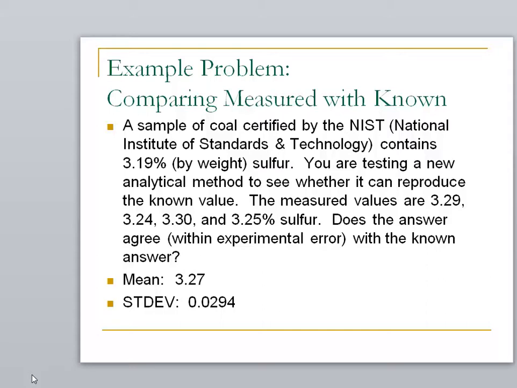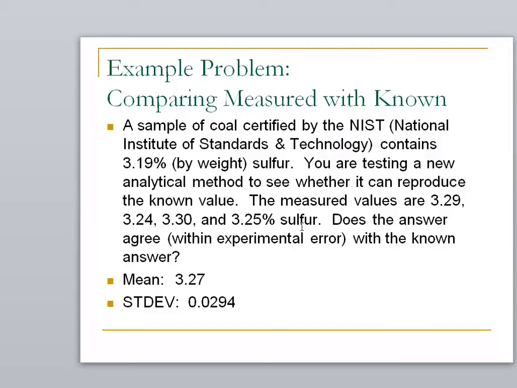Maybe it's least intrusive. Maybe it's a little bit easier for you as far as the number of steps go. Maybe it's doing away with some dangerous chemicals that they don't want you exposed to. Whatever the case is, it's a new method. And it says this method gave us these values: 3.29, 3.24, 3.30, and 3.25 sulfur. Does the answer agree with the known answer?